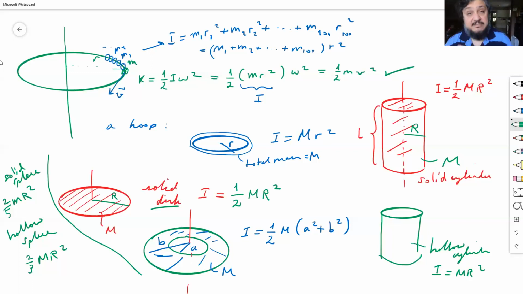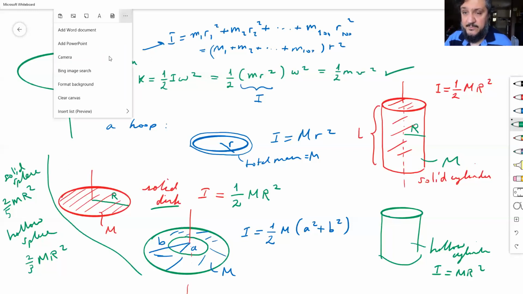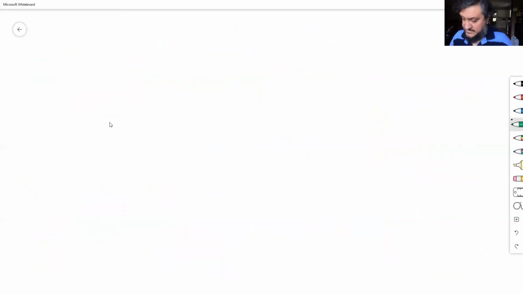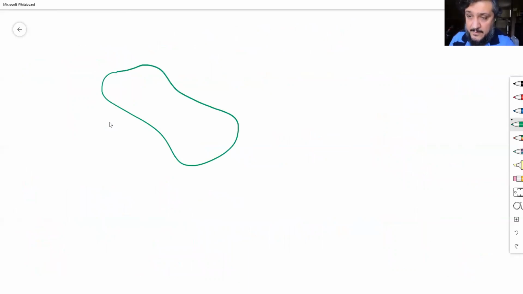And what if the axis does not go through the center? Again, without proof, let me also mention that. That is called the parallel axis theorem. So suppose an arbitrary shape which has a center of mass, I guess here. This is the center of mass, and there's an axis that goes through the center of mass. It's spinning like this, okay?